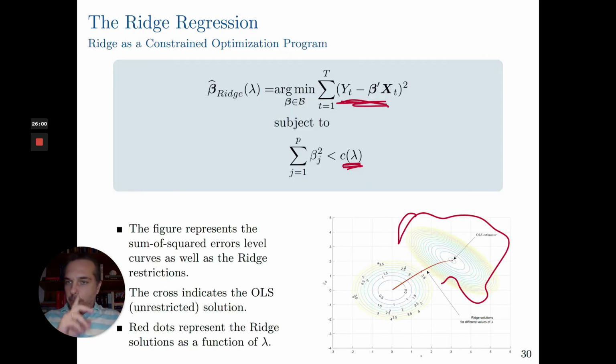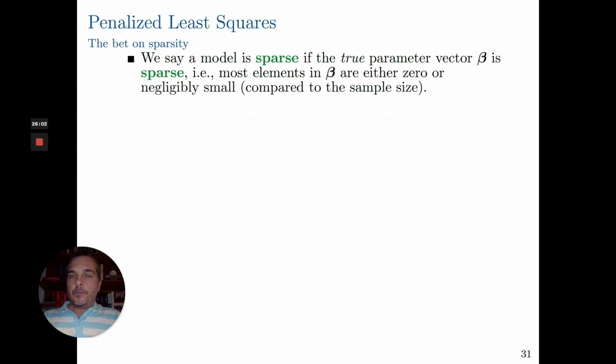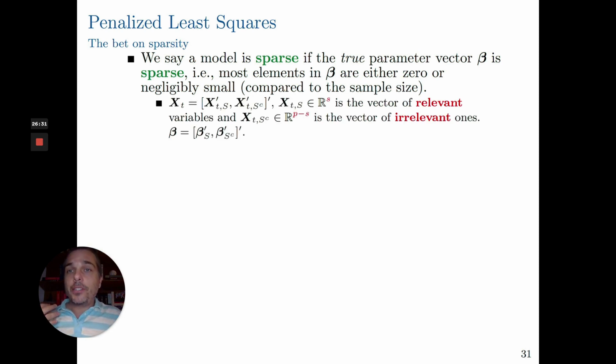So this is ridge. But now let's imagine that our model is sparse. What's a sparse model? It's basically saying that we have this large set of variables, but only a very small subset of them is really important. The rest is garbage. We can throw them away, but we don't know which ones are important and which ones are not. Okay? So imagine that we split our vector x into components.